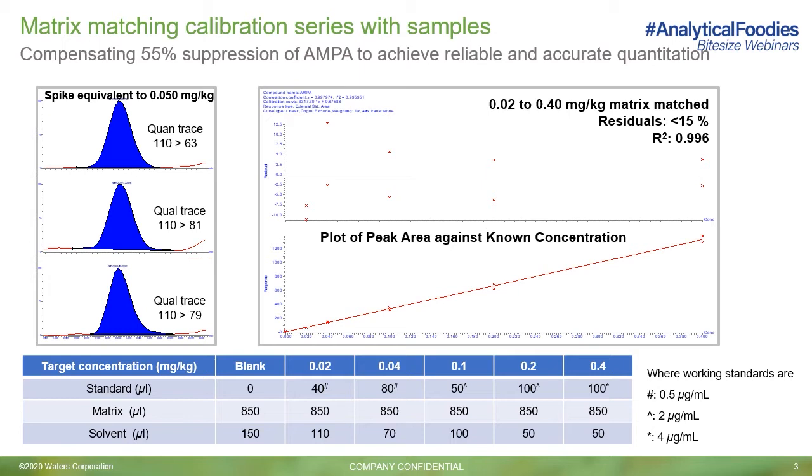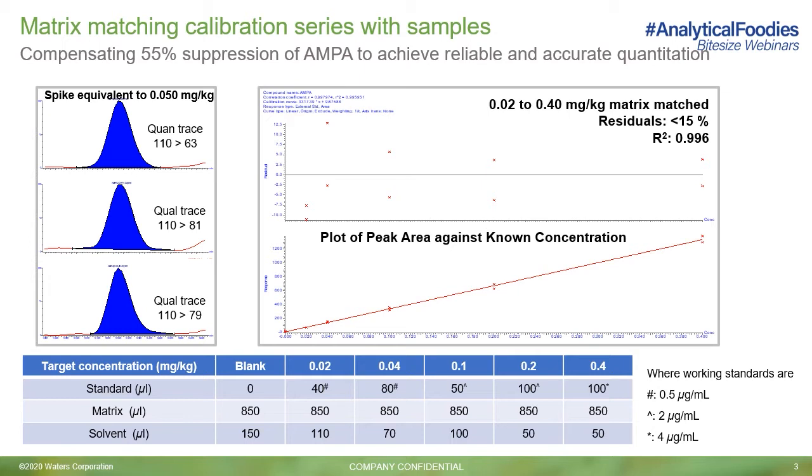In the table on the bottom of the screen, we can see the spiking experiment to build our 5-point calibration curve and a blank. It's important to keep the volume of matrix to solvent consistent across all vials, as we see here in the table. Otherwise, we may begin to dilute out the matrix effects in some vials relative to others.